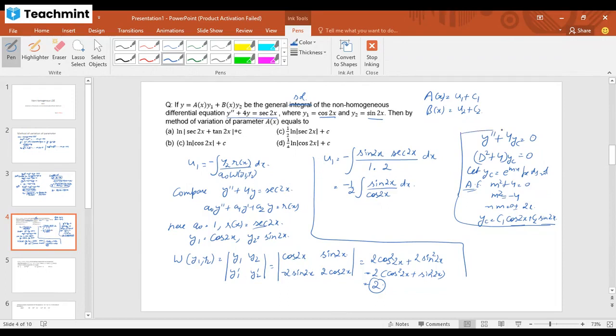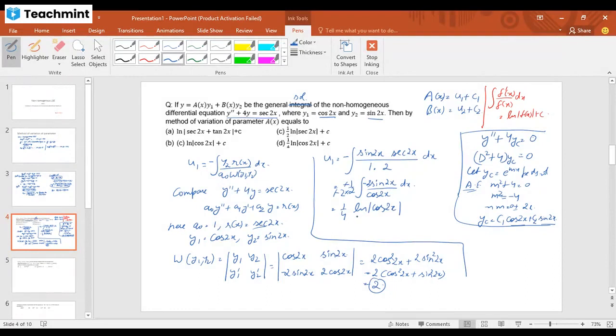And here again we are going to use the property that the integral of f dash x upon f of x dx is equal to log of f of x plus c, because the derivative of cos 2x is minus 2 sin 2x. So we multiply by minus 2 and divide by minus 2. The negative sign gets cancelled out, so its value is 1 by 4 times log of cos 2x. Because it is a part of the particular integral, we are not going to add any constant.